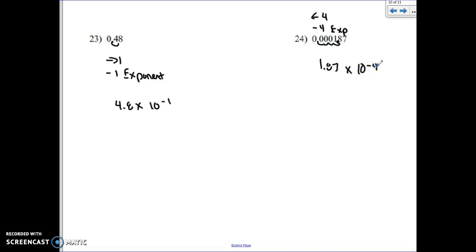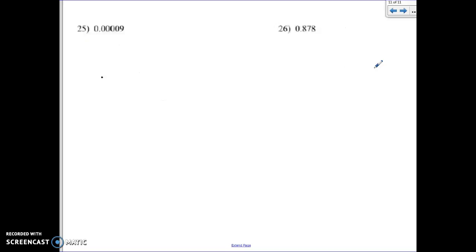And I'm just going to do 2 more with you guys. We're looking at 0.00009. So I'm going to put down 0.1, 2, 3, 4 zeros and the 9. I'm going to move it 1, 2, 3, 4, 5, because my 9 has to be the first single number. So I have 9, and I moved it to the right 1, 2, 3, 4, 5. So that means I have a negative 5 exponent, times 10 to the negative 5th power.